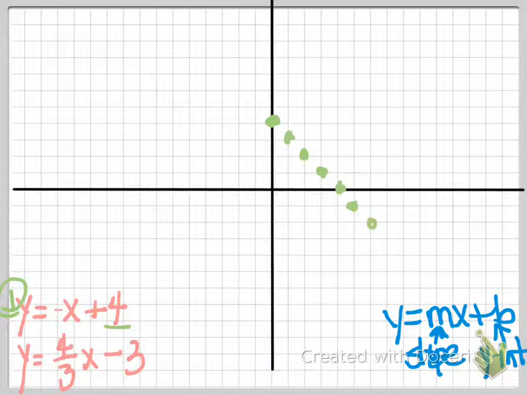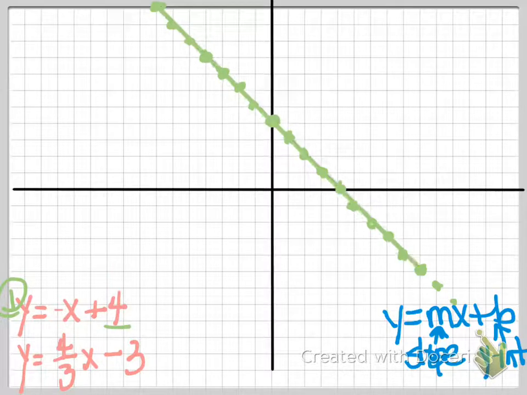Now I would put as many dots on this graph as I possibly could, because when you graph this, you're looking for an intersection point, and you want it to be as clear of an intersection point as possible. So it's important that you have enough points on your graph to make that happen. So let's draw a line here. Okay, and put our arrows on it, make it nice and accurate.